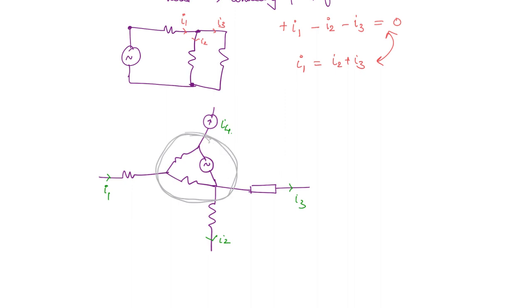So it need not be a node only, it can be a collection of elements or a collection of nodes. What is the KCL here? The sum of currents entering is only I1, but 3 currents are leaving: I2, I3 and I4. So I1 equals I2 plus I3 plus I4. KCL can be applied for these kinds of circumstances as well.